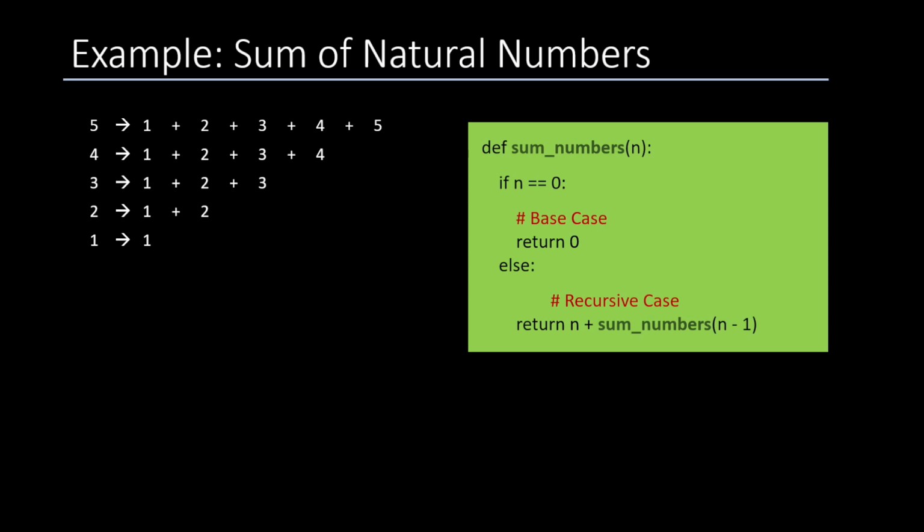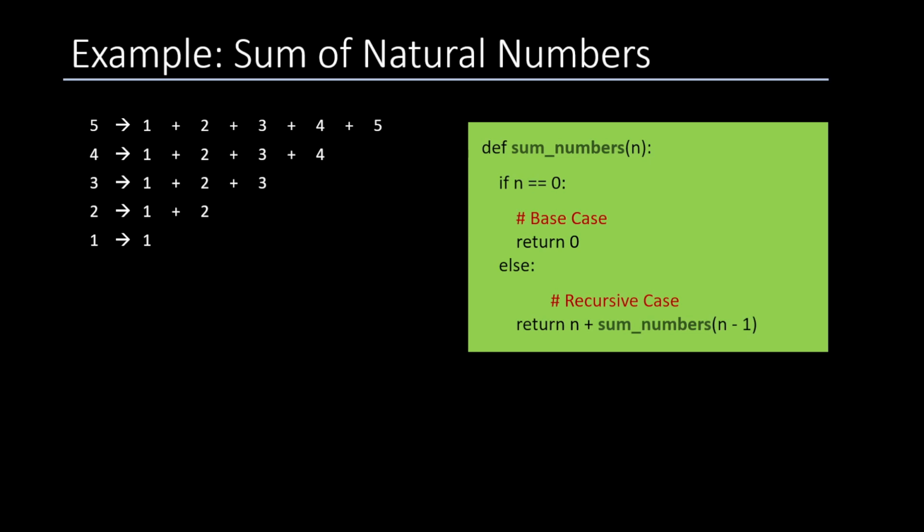Let's see how we can apply recursion to find the sum of the first n natural numbers. We'll start with a simple case, finding the sum of the first 5 natural numbers. So sum of 5 is equal to 1 plus 2 plus 3 plus 4 plus 5. If we reduce the input to 4, we can still use the same function to find the sum of the first 4 natural numbers. This matches the recursive pattern we are looking for.